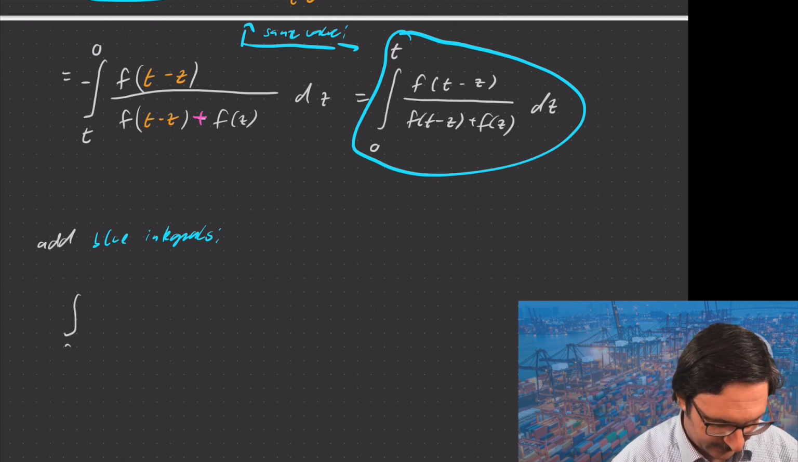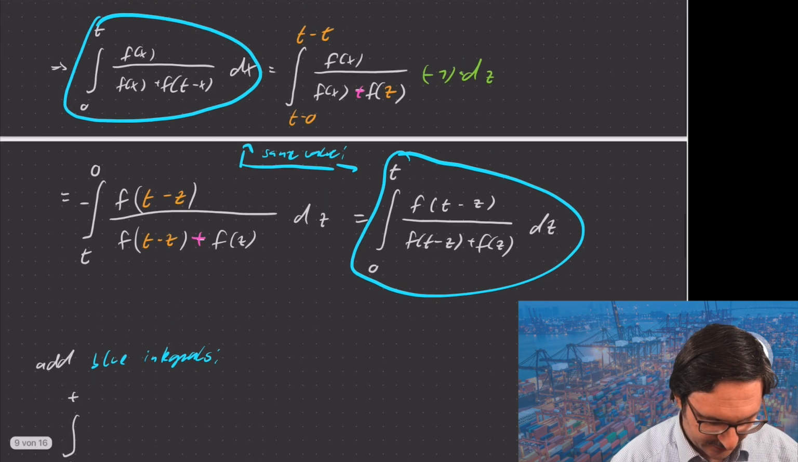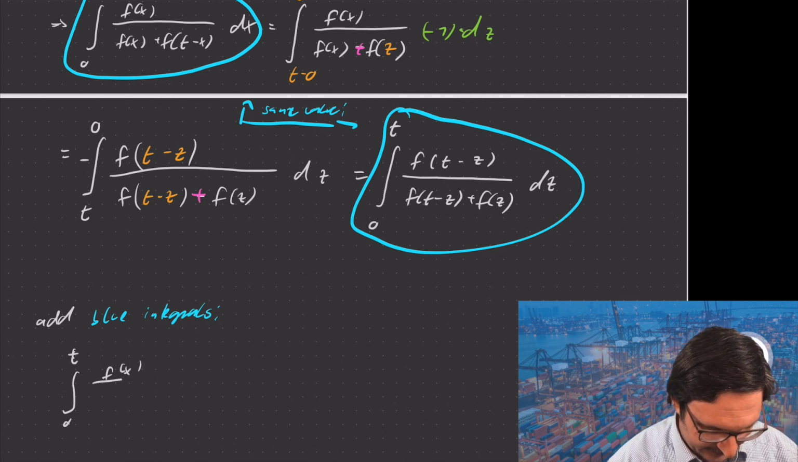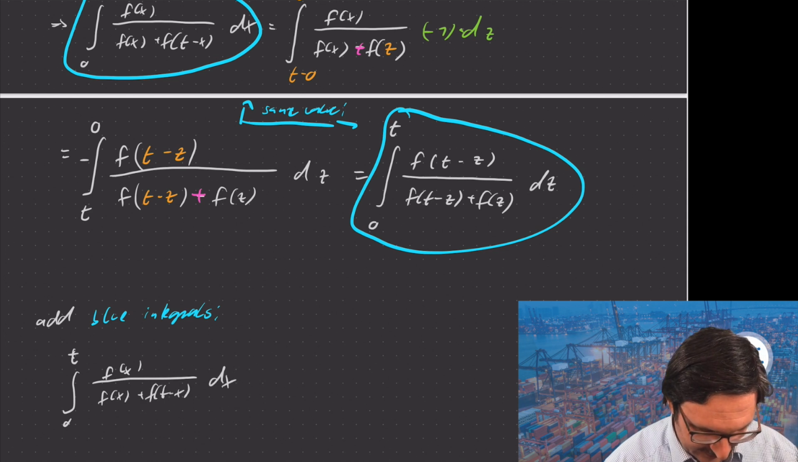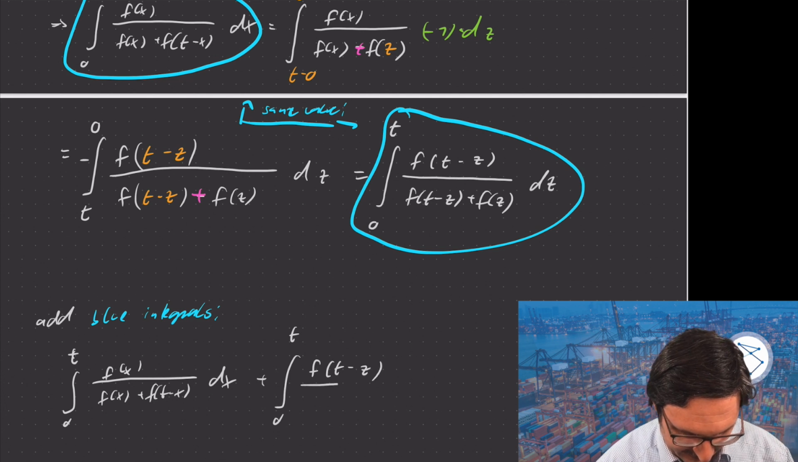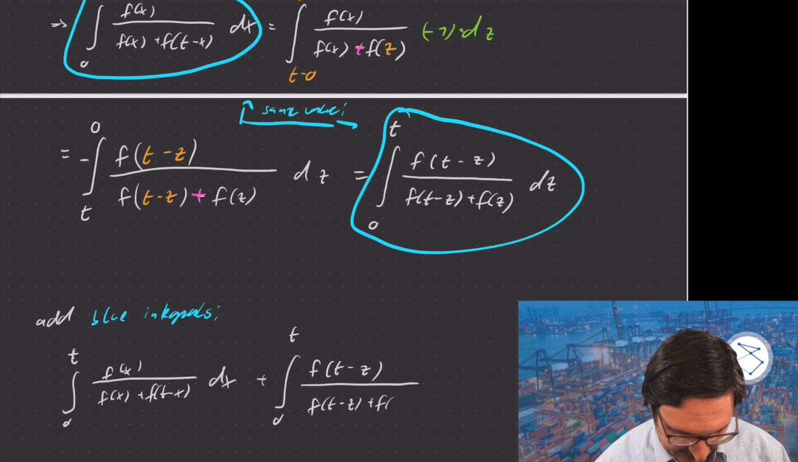What do we get? Well, the first one is the integral from 0 to t, f of x over f of x plus f of t minus x dx. And the second one is the integral from 0 to t, f of t minus z over f of t minus z plus f of z dz.